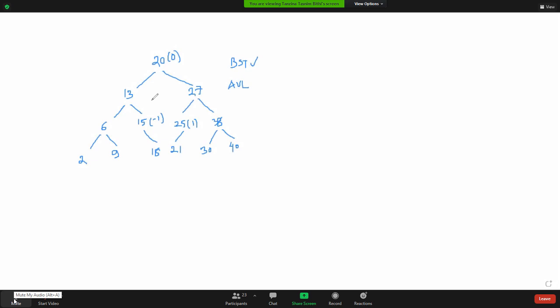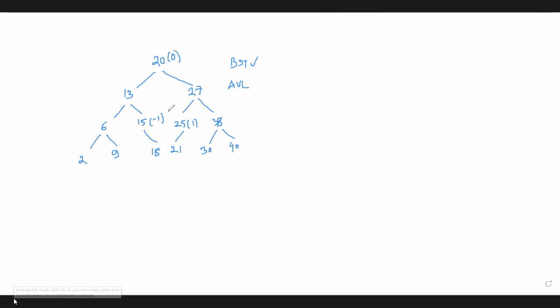Yes, ma'am. We know the process. We know how to insert the nodes in an AVL tree. After inserting one node, we have to check the balance factor. If it's a balanced tree, then it's okay. It's an AVL tree. Otherwise, you have to make it a balanced tree. But now, from this tree, how can we delete some nodes?